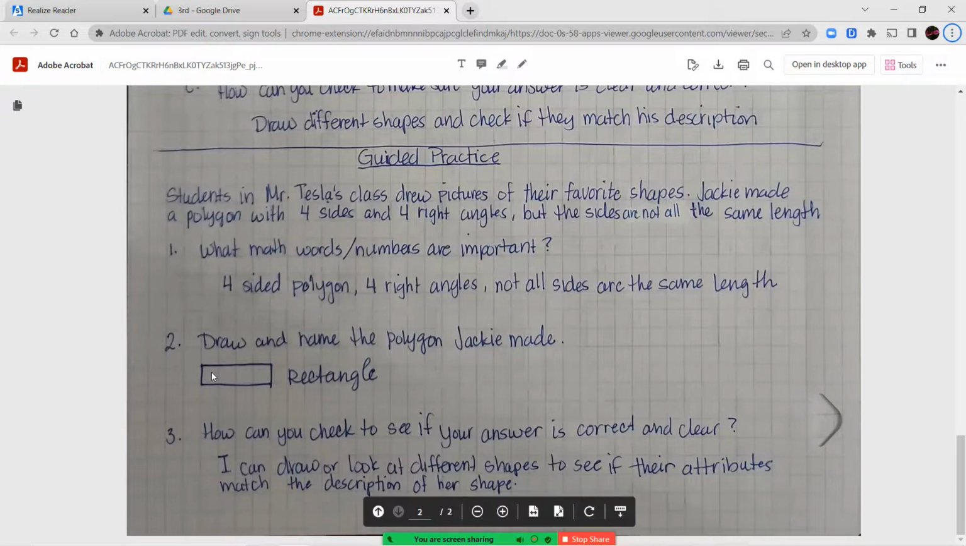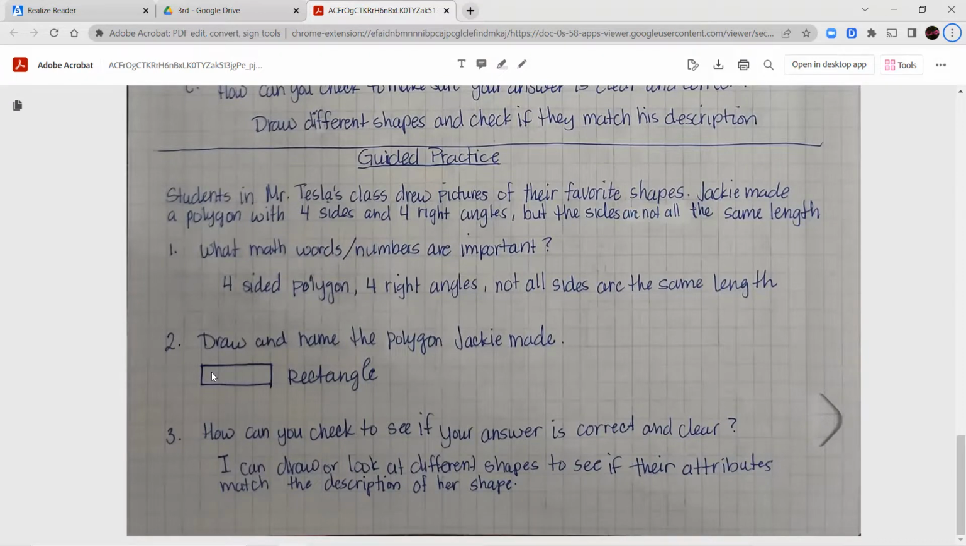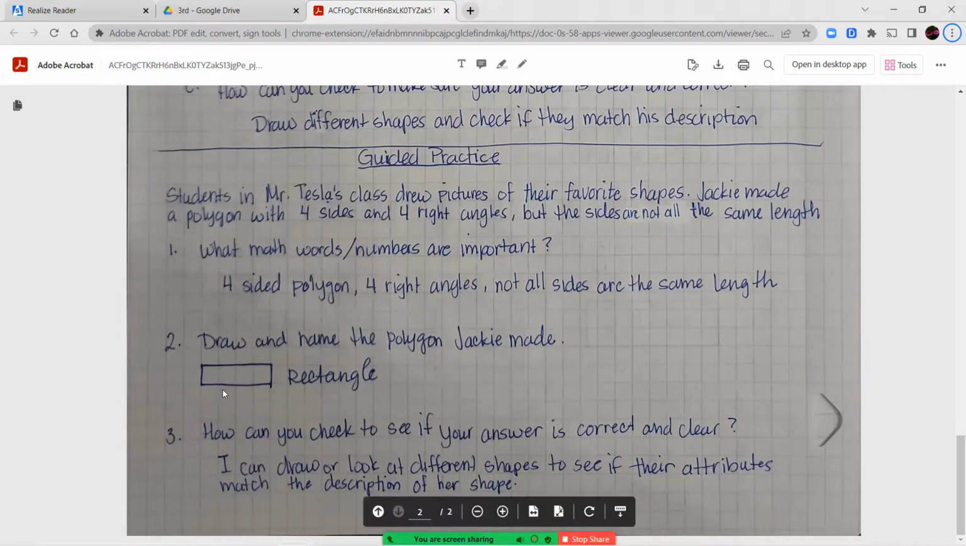the rectangle is the only quadrilateral that has 2 sets of parallel sides, has 4 right angles, and not all 4 sides are the same length. How can you check to see if your answer is correct and clear? I can draw or look at different shapes to see if their attributes match the description of her shape.